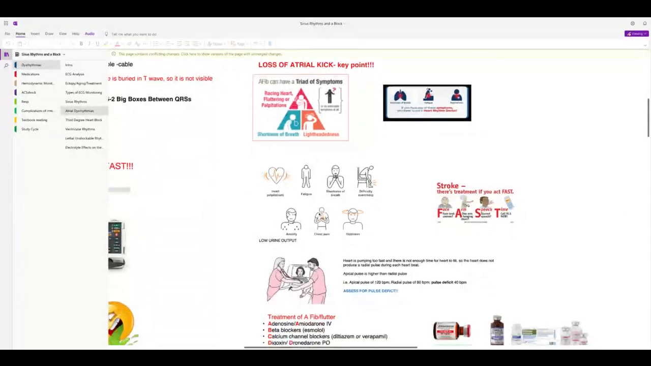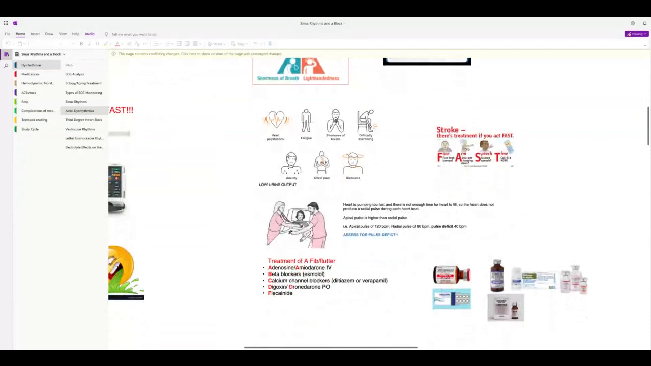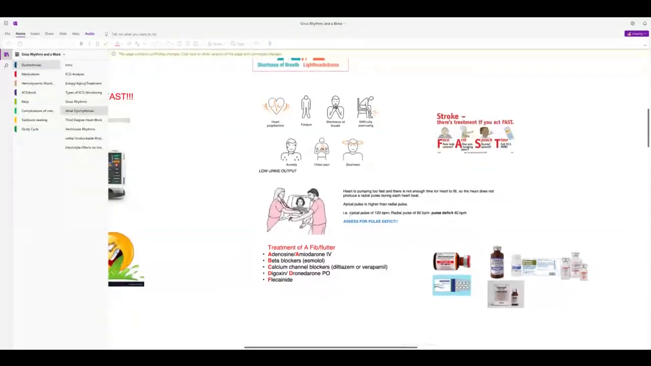Low urine output is another condition that can happen with AFib, any dysrhythmia actually. Now, you assess for a pulse deficit because AFib and PVCs are the two rhythms that can cause a pulse deficit, which HEI loves, pulse deficits. We're going to watch out for symptoms of a stroke. They could be treated with amiodarone for AFib, esmolol, diltiazem. Digoxin is also for AFib.